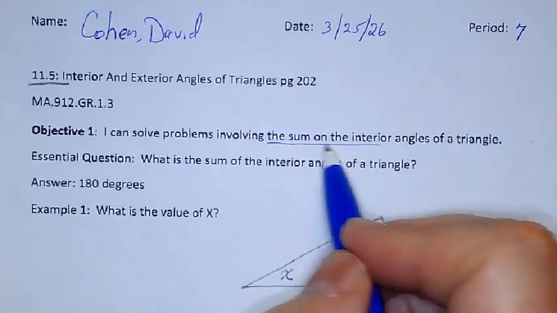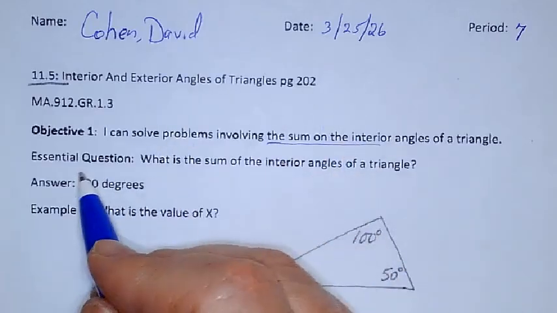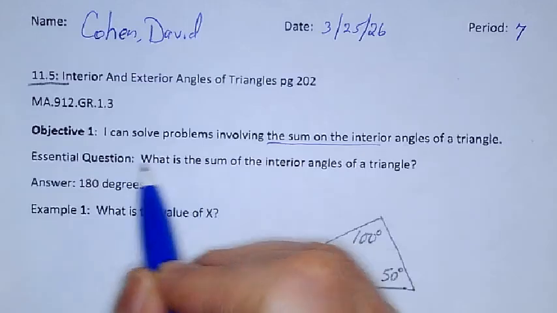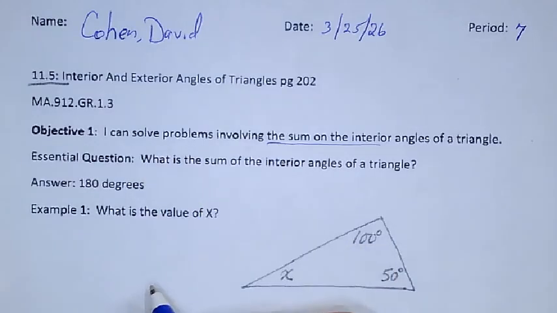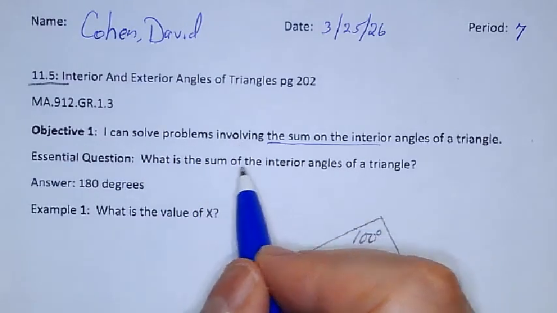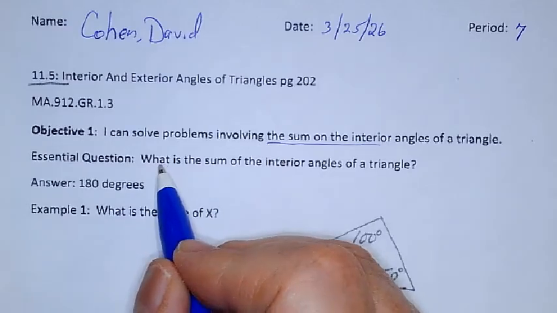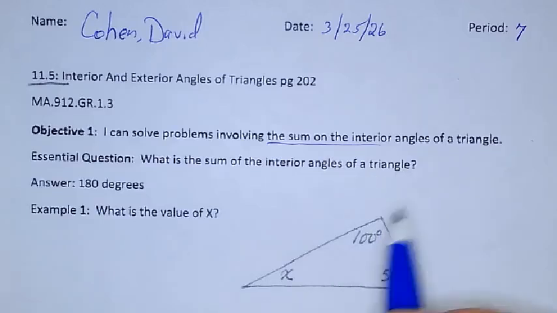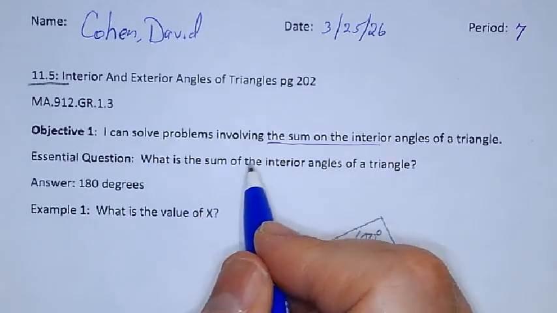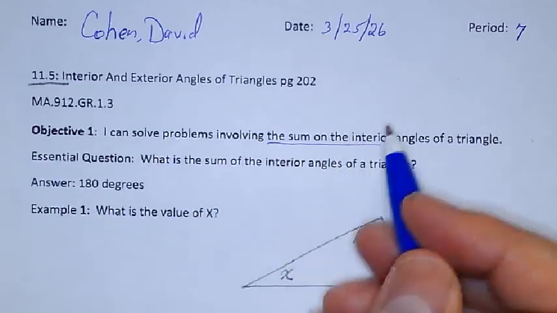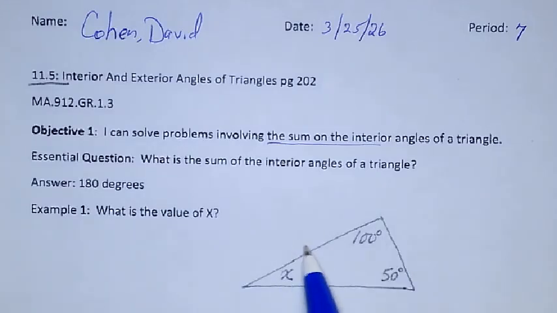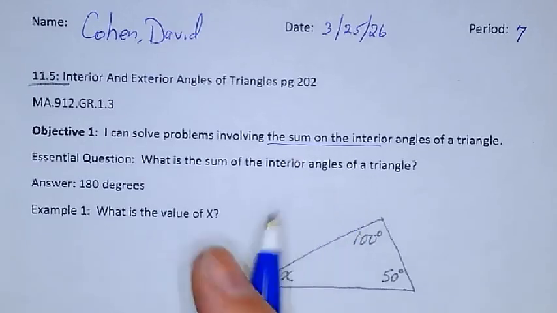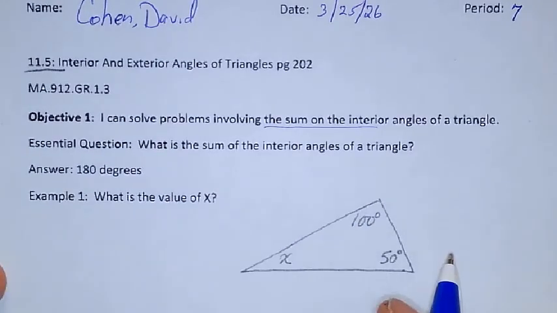Pay attention. Whenever you see an essential question, that always means that's the concept that you need to know. The question is, what is the sum of the interior angles of a triangle? That means the inside angles, what do they add up to be? And the answer is right there. It's 180. So that's the concept.